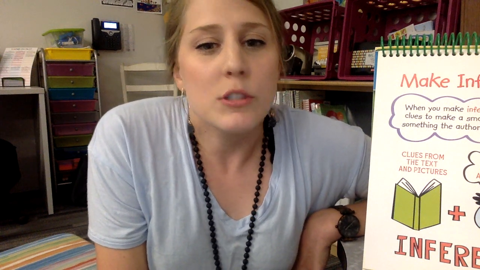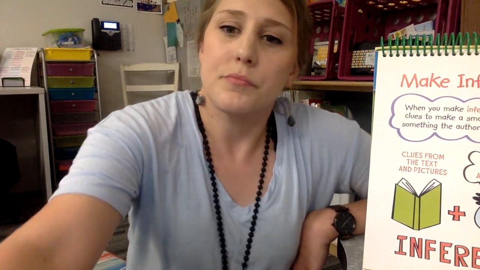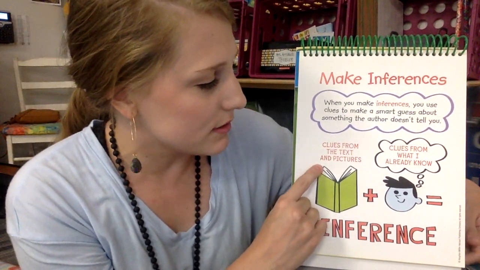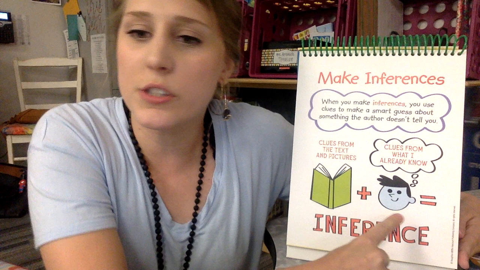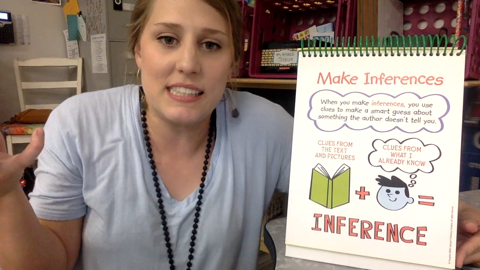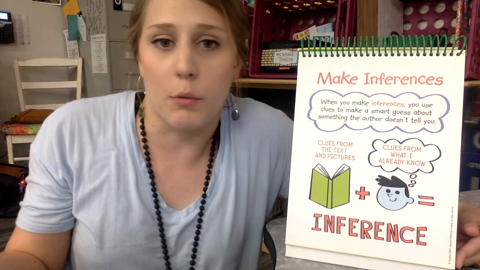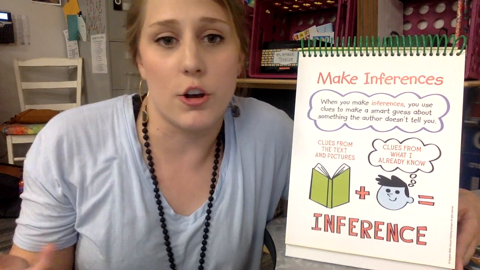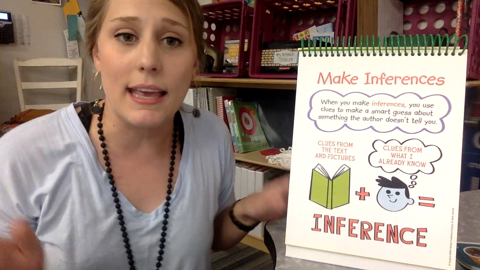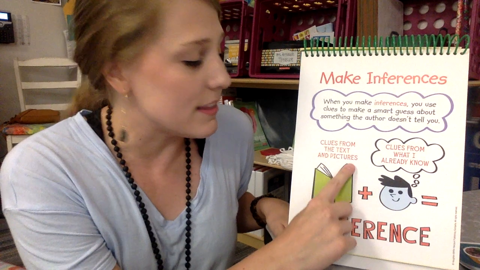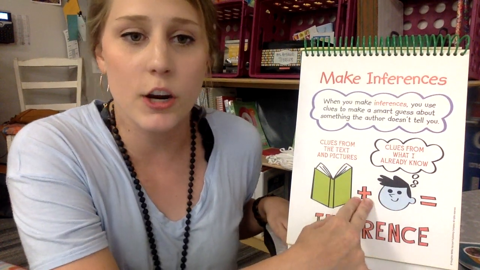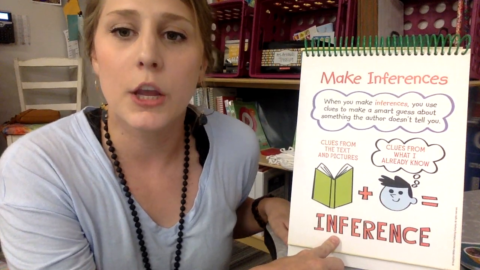Remember that we have to make inferences as we're reading, and we use clues from the text and pictures and clues from what we already know to come up with a reason for something that we see in the book that we're reading or the article that we're reading. Whatever we're reading or paying attention to, we can make inferences from what's in the text and pictures and what we already know. We put those two things together to come up with our inference.